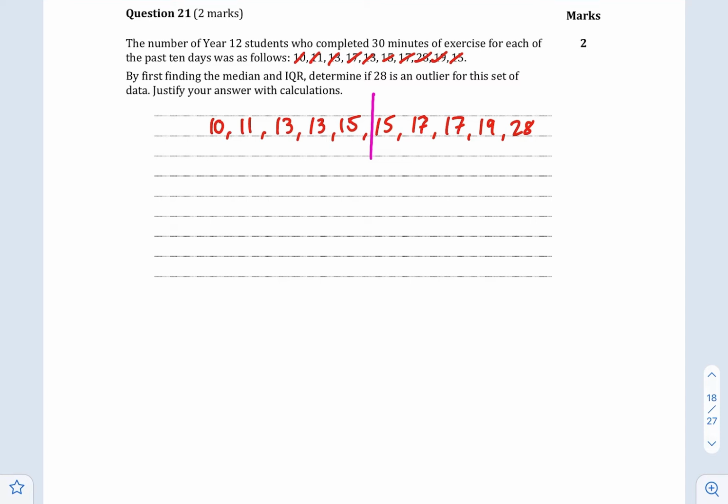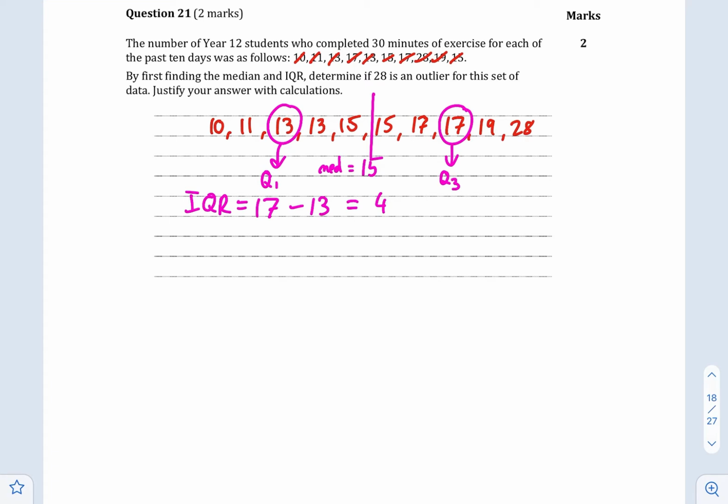Now my median's the number between 15 and 15, so my median is just 15. Now to get my Q1, it's going to be the number in the middle of the first half, so that's my Q1. And same for the top half, that's my Q3. So the interquartile range is going to be 17 take away 13, which is 4.